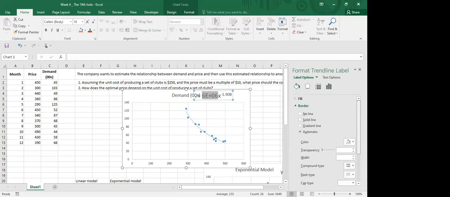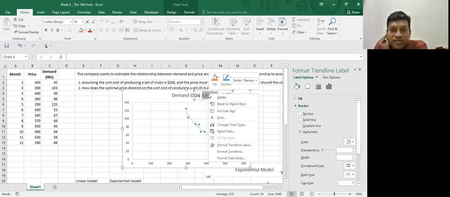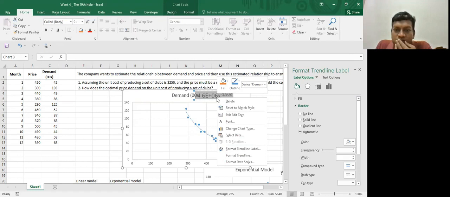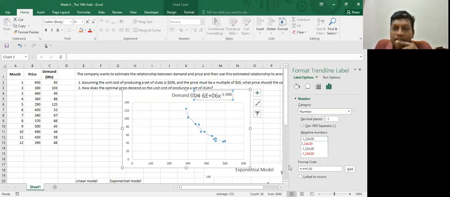There is something number in the third option. There are too many options in Excel. Select data, edit, format data series, trend line. Okay, there is an option called format trend line label. Right click, format. Then number, category general. So I'll make it number here, and I say click on this. I should get it now.